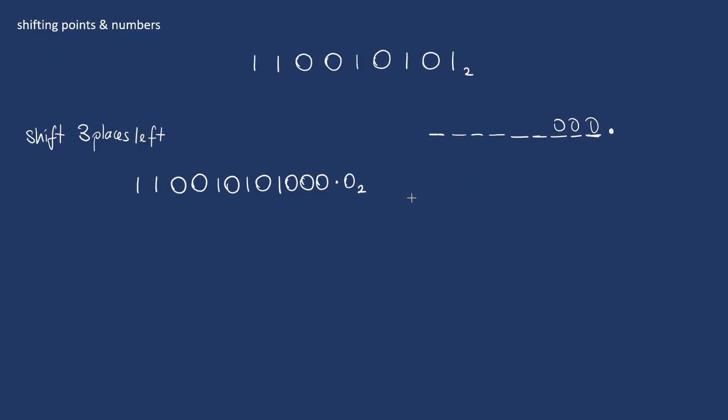And then by how much? This is bigger than this by exactly 2 raised to the power 3, which is 8. So if we were to convert this to decimal, this is going to give you 405. And this is 3240. If we were to compare the two numbers, 3240 over 405, you're going to end up with 8, which is exactly what we predict. So shifting the number 3 places left actually increases the number by a factor determined by how many places you're shifting it. So let's do the converse of that.